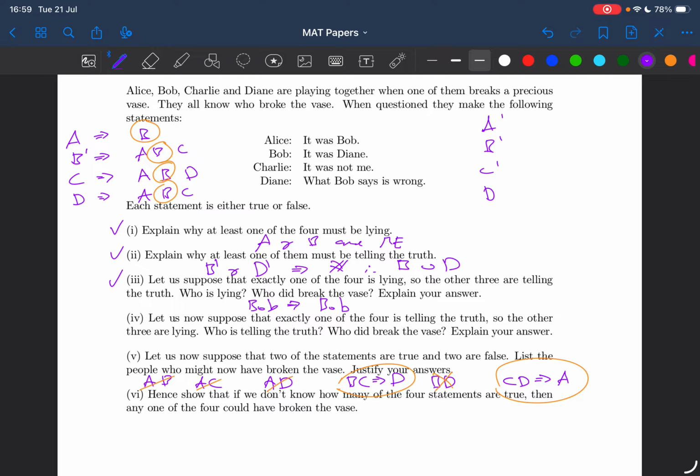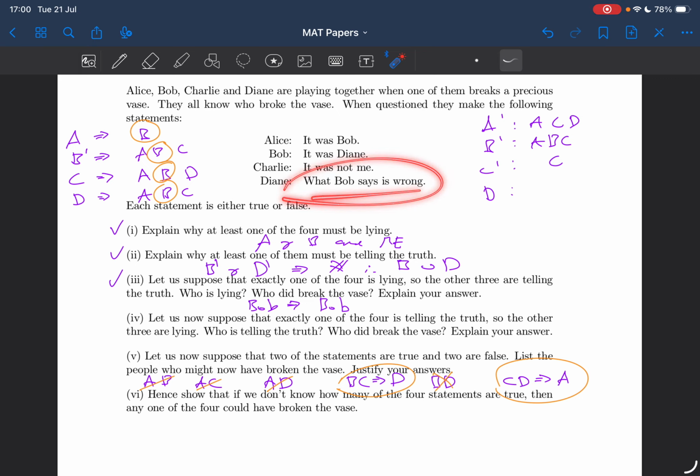Well, that's all knots. So Alice is lying. It was Bob. No, it wasn't. Bob's lying. It was Diane. No, it wasn't. Charlie, it was not me. So yes, it was. Diane is lying. No, Diane's telling the truth. So what Bob says is wrong. So it was Diane. No, it wasn't.